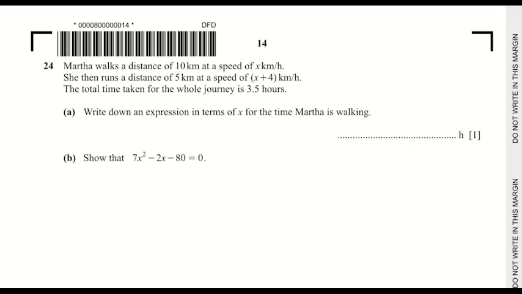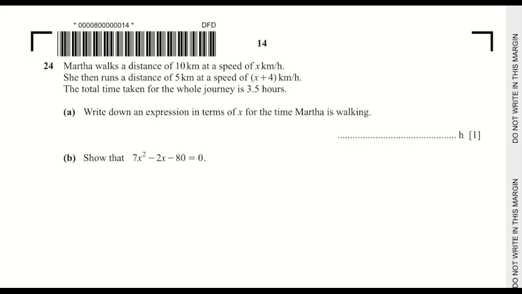Martha walks a distance of 10 kilometers at a speed of x kilometers per hour. She then runs a distance of 5 kilometers at a speed of x plus 4 kilometers per hour. The total time taken for the whole journey is 3.5 hours. Write down an expression in terms of x for the time Martha is walking.